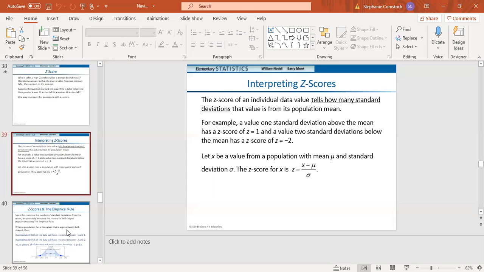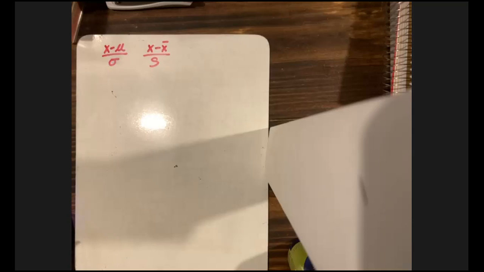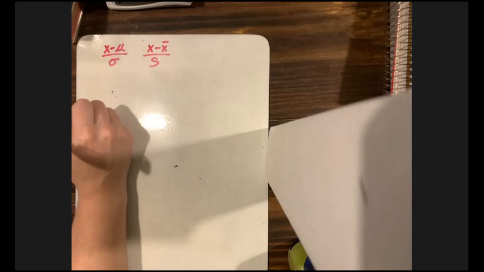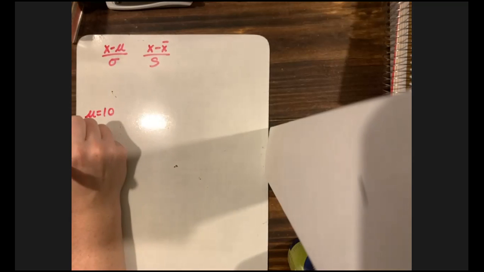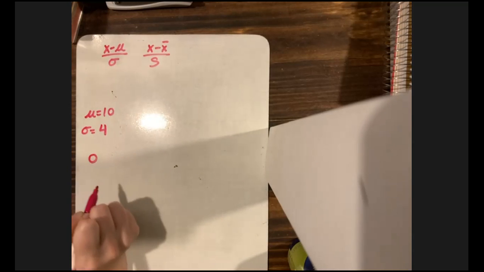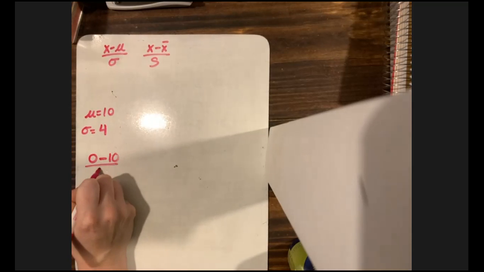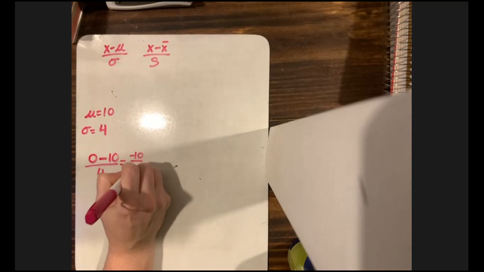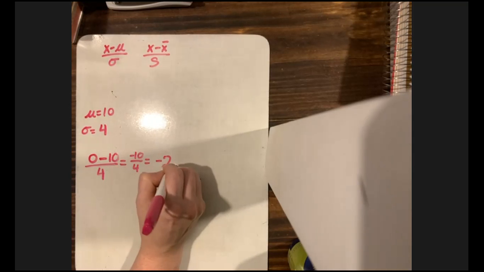So the formula is going to be X minus the mean over the standard deviation. Now, this can also be done using sample standard deviation and X bar. So we're going to take a look at number 1 over here on our practice set. It says a population has a mean of 10 and a standard deviation of 4. It asks us to find the Z-score for a population value of 0. So 0 is going to be my X. My mean is 10. My standard deviation is 4. So that's -10/4, which is going to be -2.5.